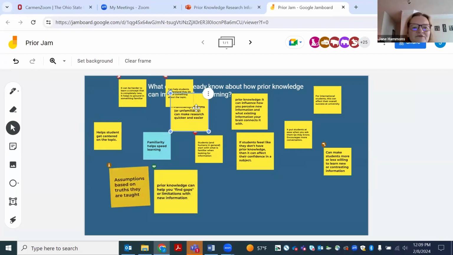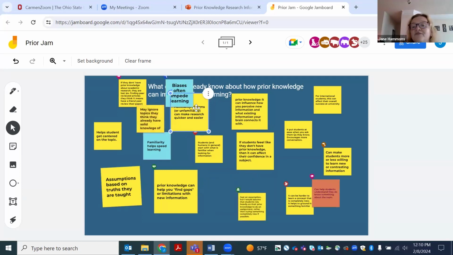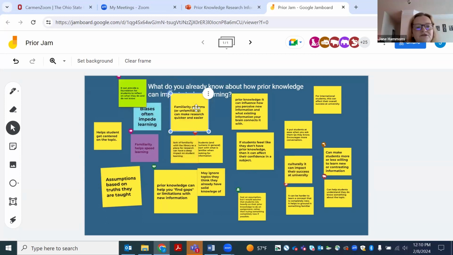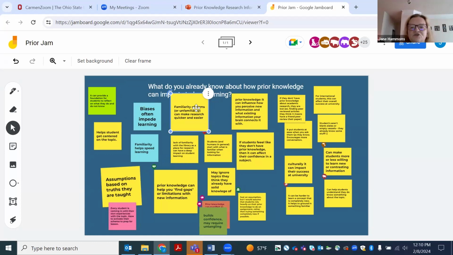Right, so some of the responses that are coming in: familiarity helps speed learning, right? Absolutely. But we also have biases can also impede learning. Yep, absolutely. So one person said, if students feel like they don't have prior knowledge, then it can affect their confidence in a subject. Yes, absolutely. Can help students understand that they do know something about it. Absolutely. Help students get centered on the topic. Prior knowledge can influence how you perceive new information and what existing information your brain connects with, right? So pointing out that importance of connecting with things that you already know.